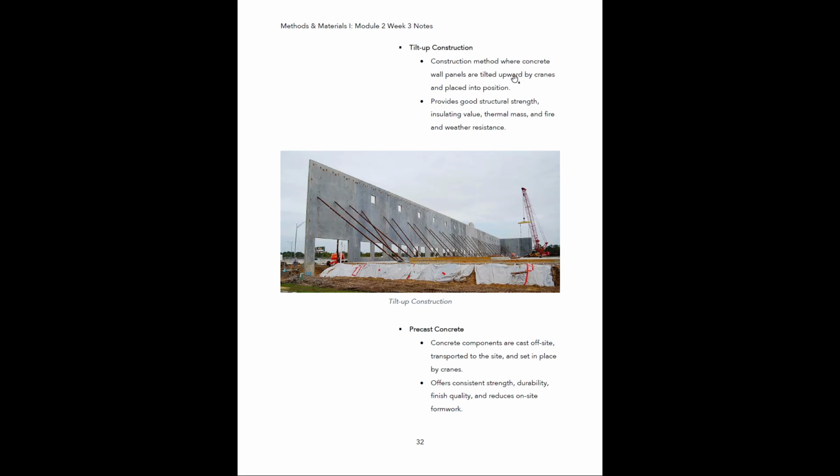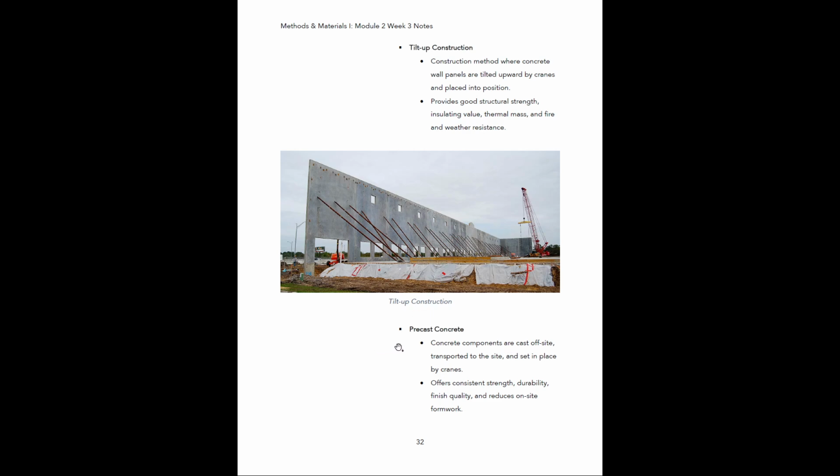Tilt-up construction. This is a construction method where concrete wall panels are tilted up by cranes and placed in position. A benefit of this type of construction is it provides good structural strength, insulating value, thermal mass, fire and weather resistance. So here's an example of tilt-up construction. You can see they have these individual panels that they will pour, and then once they are dry, they will take a crane and hoist them up into place, and they'll butt them end to end.